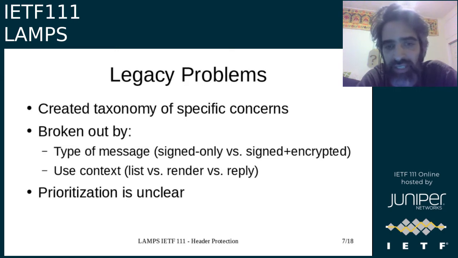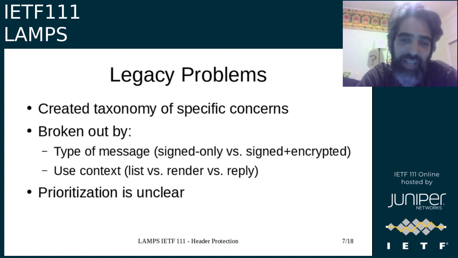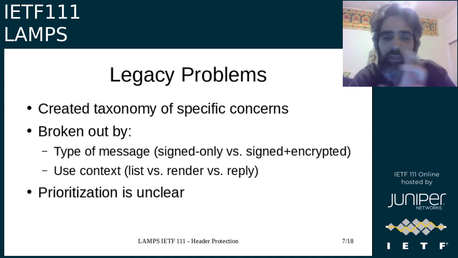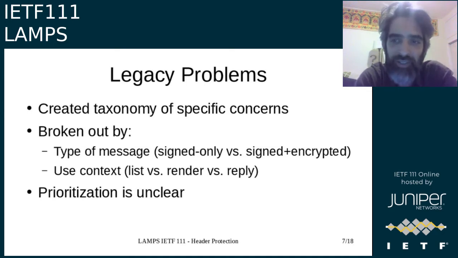There are some duplications in these lists, in that, for example, some of the same problems show up when rendering a signed only message versus rendering a signed and encrypted message, but they're not exactly the same. And it's possible that the prioritization will be different. The same problem for rendering a signed only message might be worse or better than the same problem when rendering a signed and encrypted message. One example is that requiring user interaction for a signed only message might be significantly worse than requiring user interaction for a signed and encrypted message.